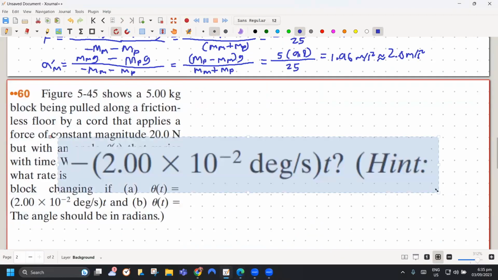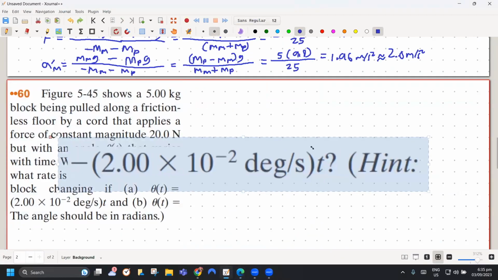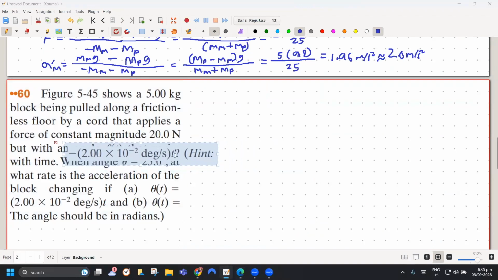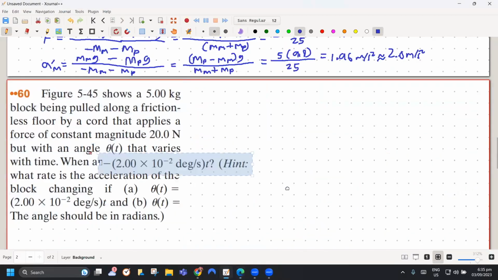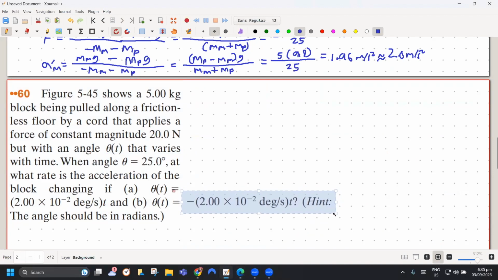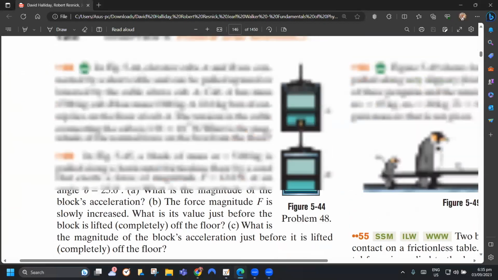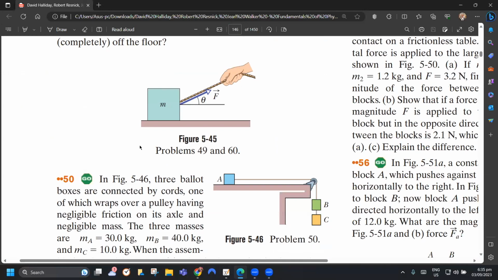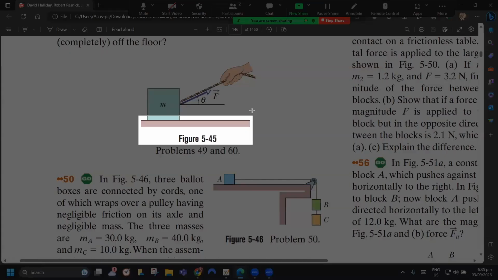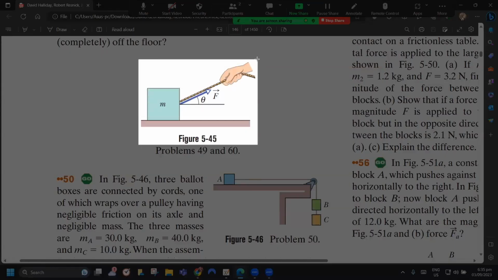Kaya check ko lang. Okay, so tama. Ang pinapaka-calculate dito yung jerk. Yung rate of change ng acceleration. So the rate of change, okay, there.